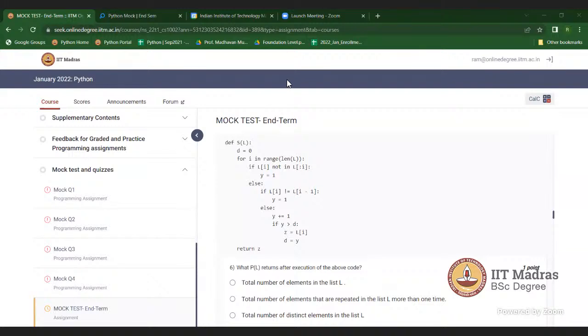Any other questions? Sir, if we take a list of unique elements, then it will throw an error. No, it won't throw an error. It will just give the first element, right? Right, correct. Yeah, it's going to throw an error, because Z is not defined there, right? Yes. Okay. Yeah, you're correct.